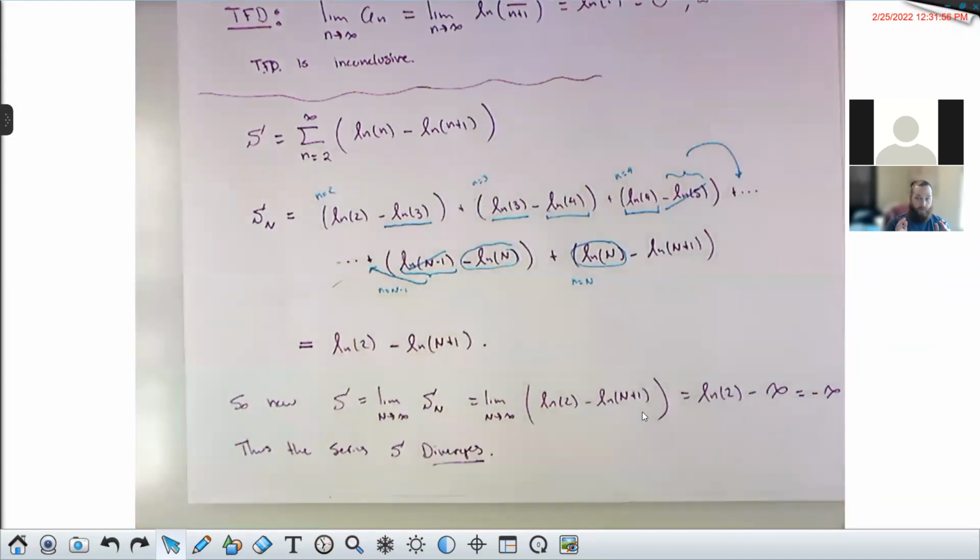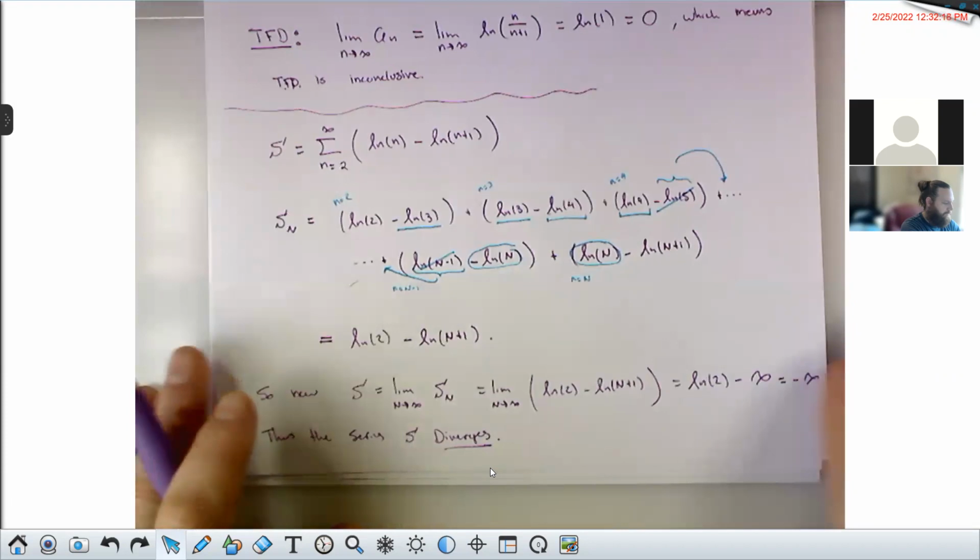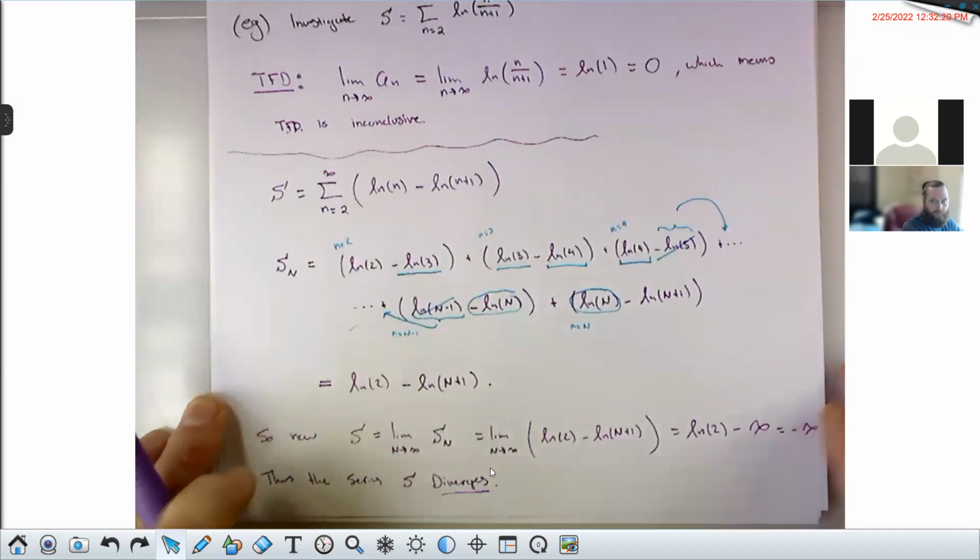Because a series converges means that the limit of the partial sums exists and is finite. Here, the limit of the partial sums is negative infinity, that is not finite. So this is a divergent series. That's it. This is kind of the simplest of all possible telescoping series.